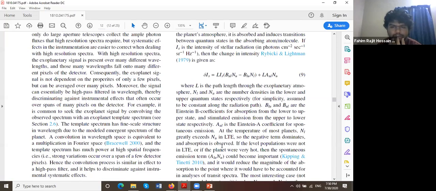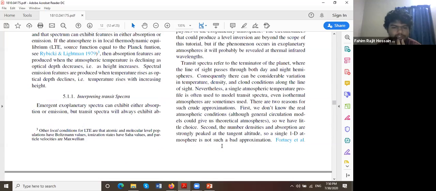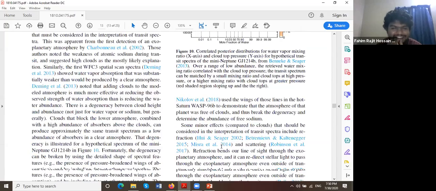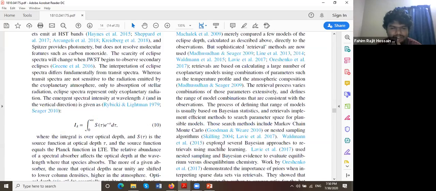Okay, so let's move on. Now this paper mentions how to interpret measurements. I'm not going in depth on this portion. I'm also skipping this portion of the paper because it would be hard to explain in a short amount of time.